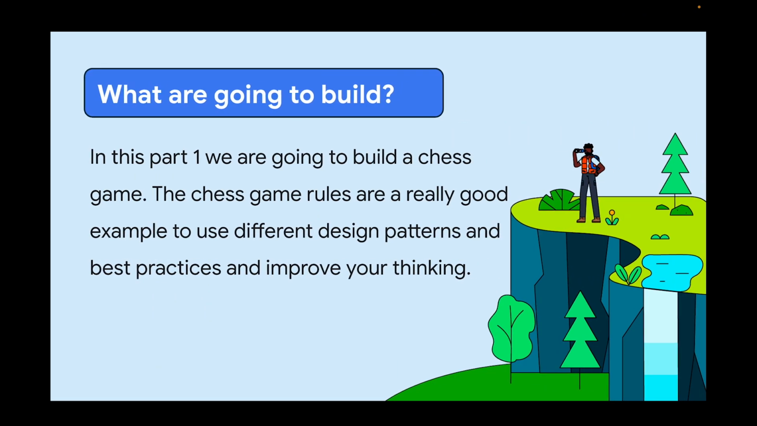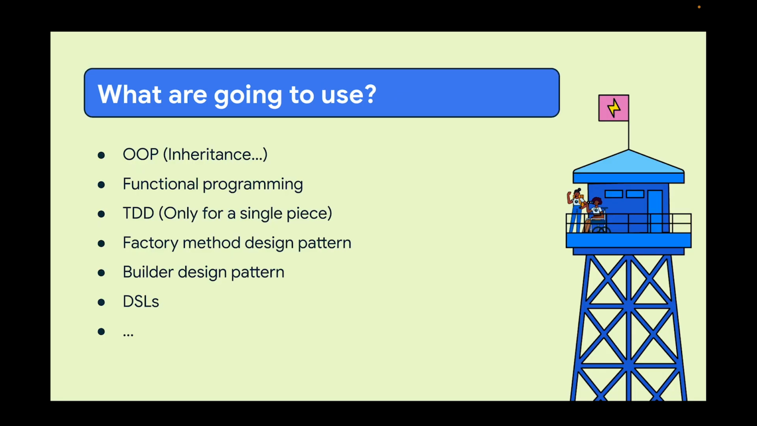The chess game rules are a really good example to use different design patterns and best practices, and it's really good to improve your thinking. What we are going to use in this tutorial: we will use object-oriented programming, we'll use inheritance, and also some functional programming as well as test-driven development, only for a single piece, not for everything, but you can repeat the same approach for the different chess pieces. Also we will use the factory design pattern as well as a copy of the builder design pattern. We're not going to use the original version of it, but we are going to use it to build a DSL. In Kotlin we can have DSLs, which is a better builder design pattern.